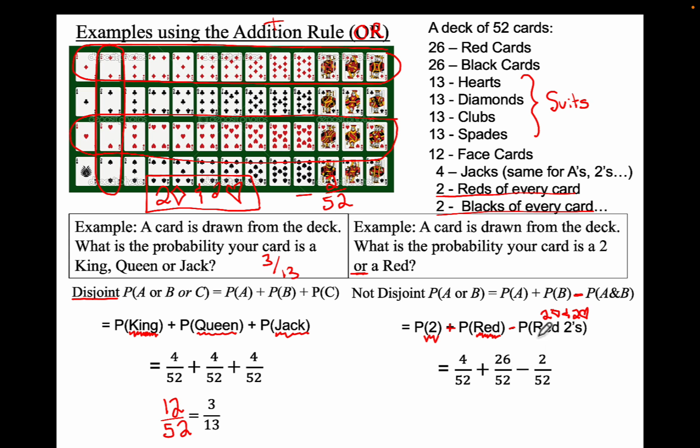Minus sign, this count right here, there are 2 that were double counted. So we're going to subtract out 2 of 52. All right, we have the same denominator for all of them. That's nice. So we just have to do the operations in the numerator. 4 plus 26 is 30, minus 2 is 28. That reduces to 7 over 13. So the probability of pulling one card from the deck and it being a 2 or a red is 7 out of 13.